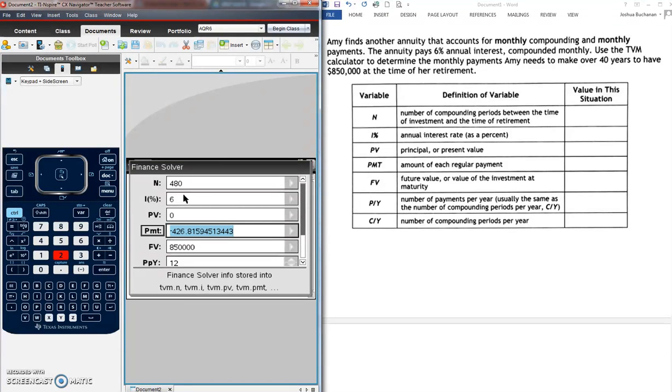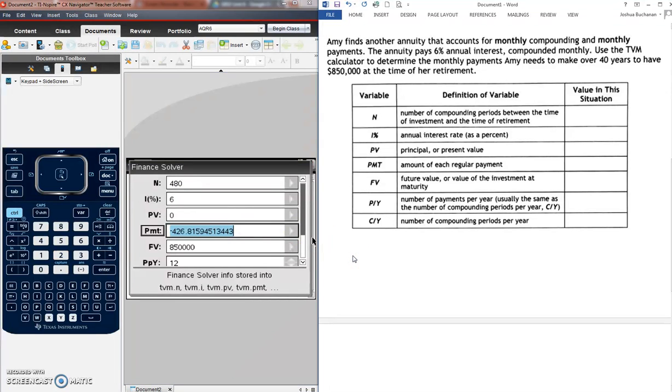So when I press enter, I see here that each month I need to save $426.82 in order to make sure that 40 years later I have $850,000. Guys, that is saving money, investing money, but this time making a regular payment.